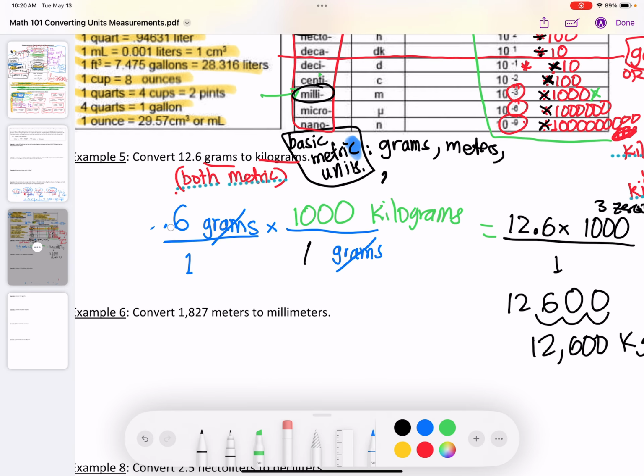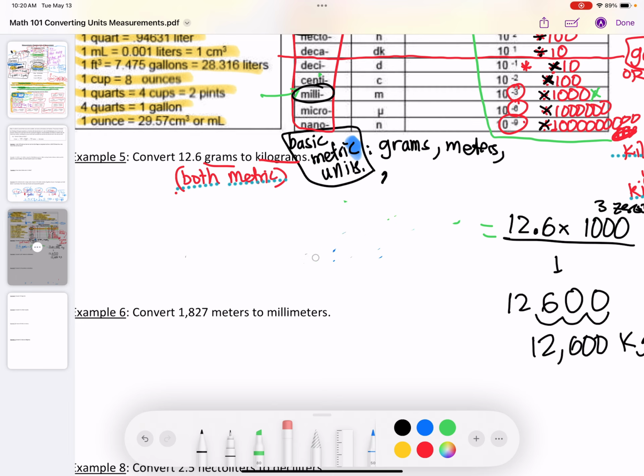See? Why can't our country just use metric? Then we would all be, anyway. I'll think about that later.